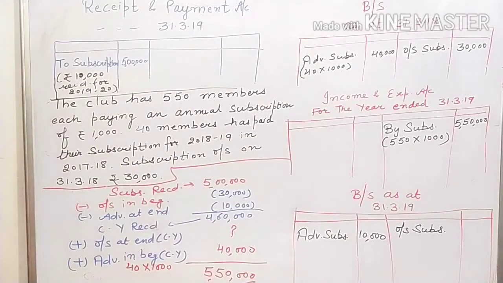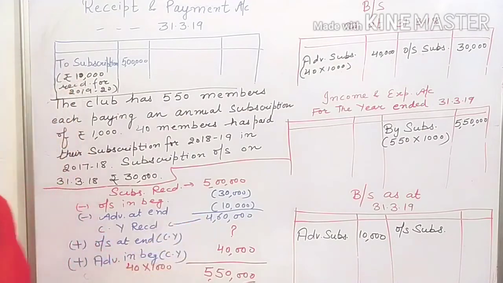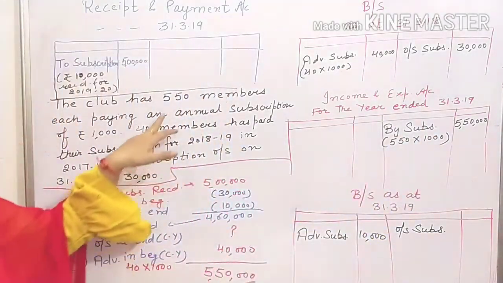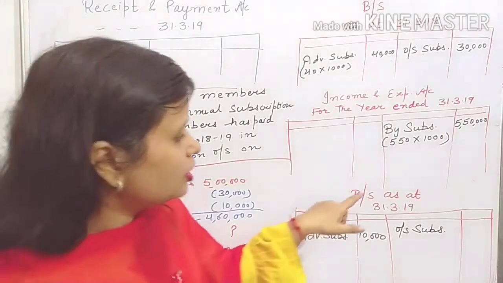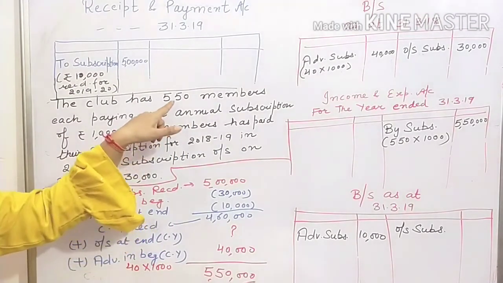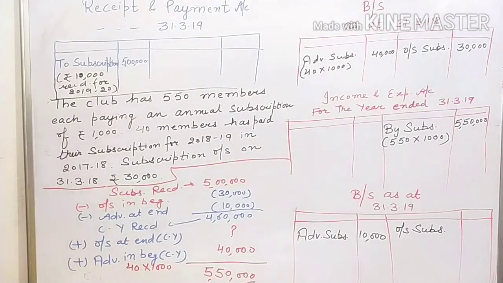Now, while preparing income and expenditure, you just have to do one thing: multiply members by their annual subscription. Like we have 550 members with an annual subscription of 1000, so here 550 multiplied by 1000 will be 5,50,000. And in case a monthly subscription is given, then you will multiply 550 by 12 by the monthly subscription. Then the opening and closing balance sheet.